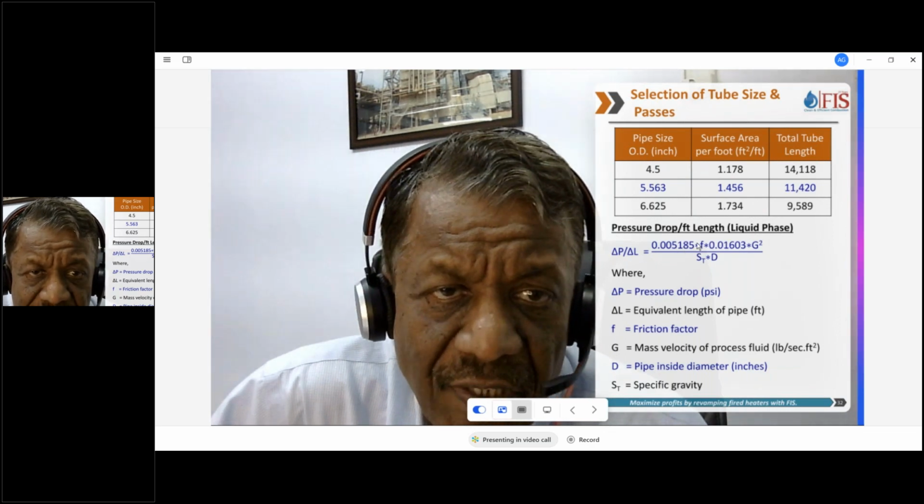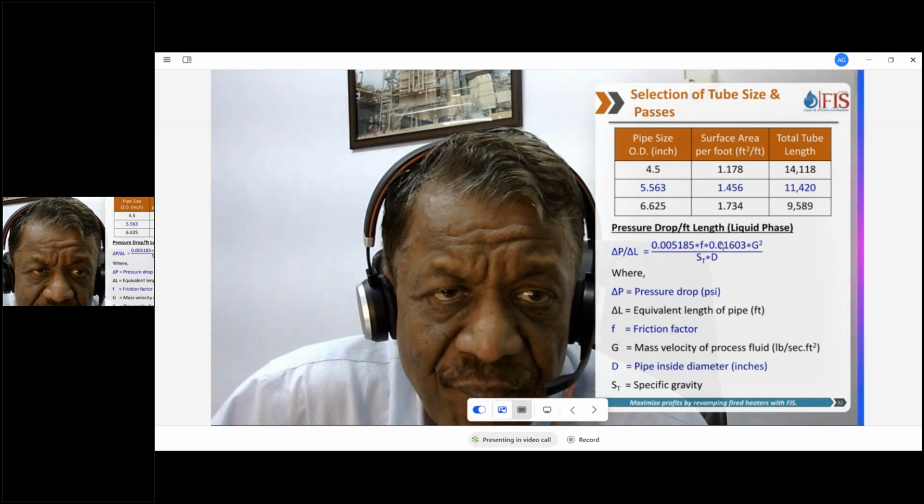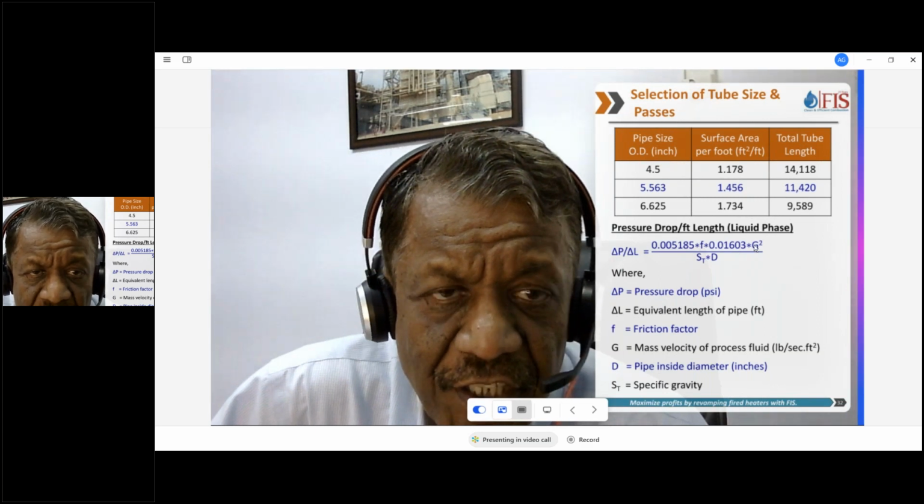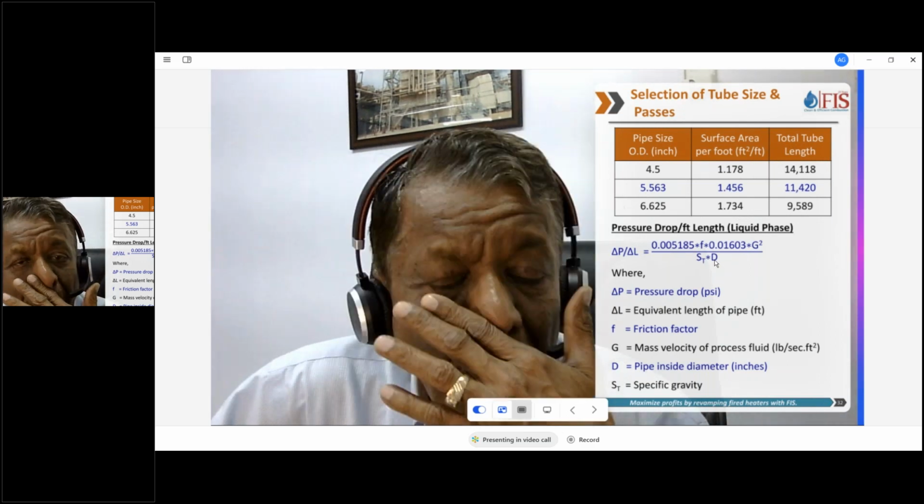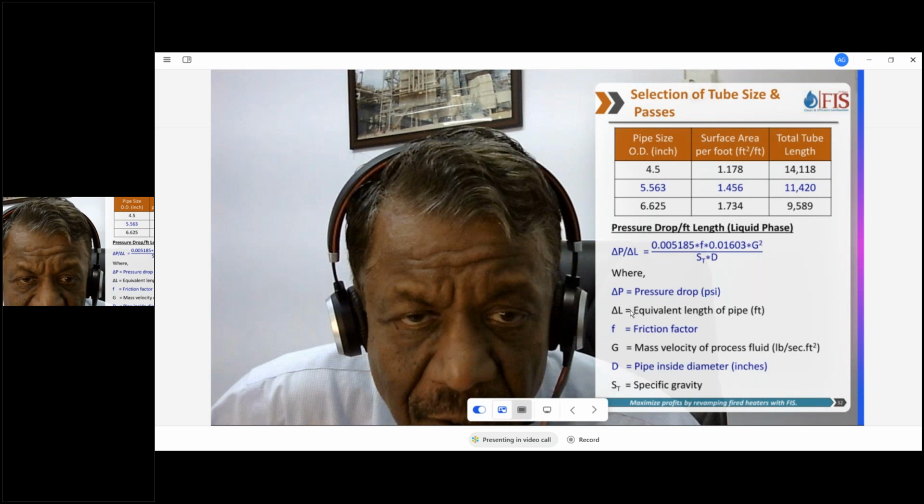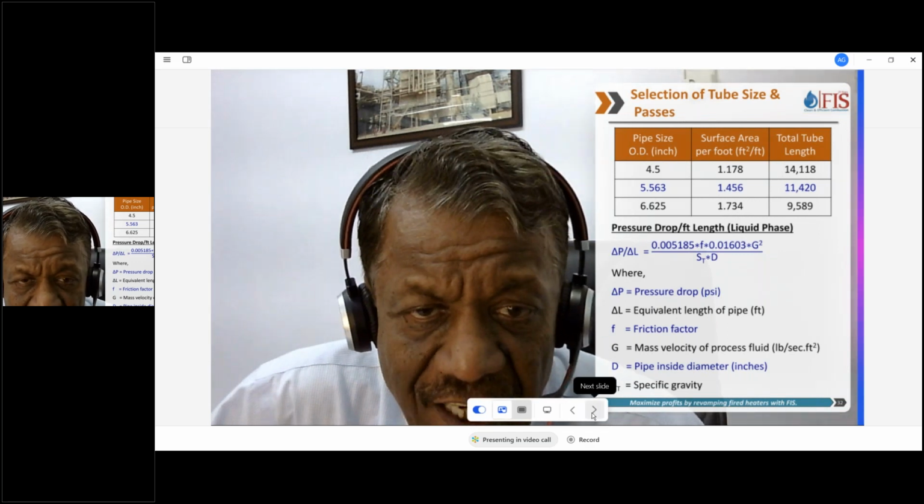And this is a very familiar equation for calculating pressure drop. F is the friction factor, G is the mass velocity, ST is the specific gravity, D is the diameter. It's a very simple equation. We calculate the pressure drop and we come up with this.